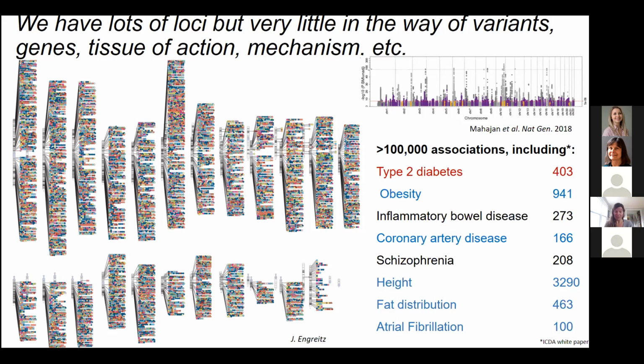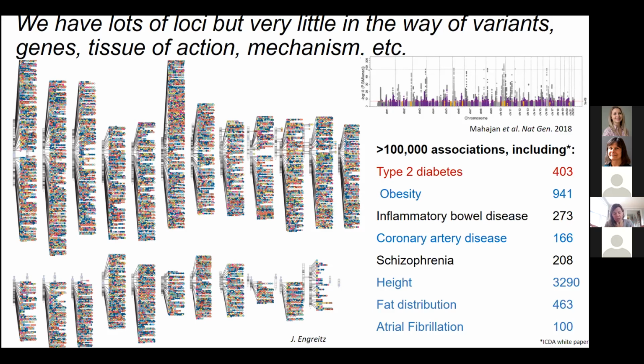But the challenge is we have a lot of loci, but very little in the way of variants, genes, the tissue of action, or the mechanism at these loci. And this case holds true for Type 2 diabetes. We have 402 loci, obesity, coronary artery disease, fat distribution, height, and the list goes on. And you're going to hear about the same challenge for Type 1 diabetes in a minute.